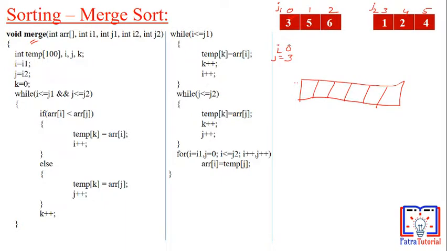Now see, arr of i means what? arr of 0 is what? 3, and arr of j is what? 1. So is 3 less than 1? No, this condition is not satisfied.